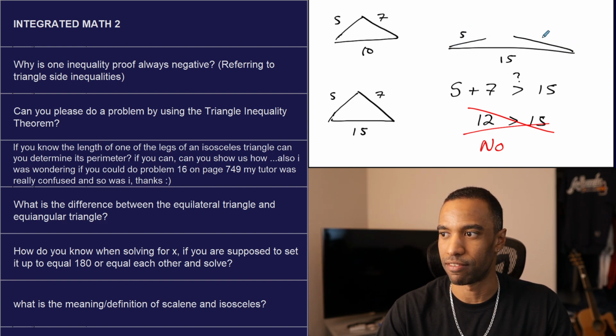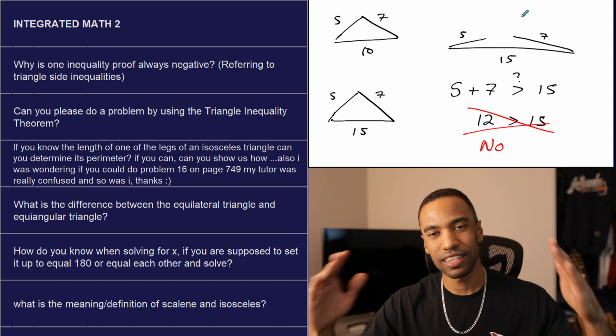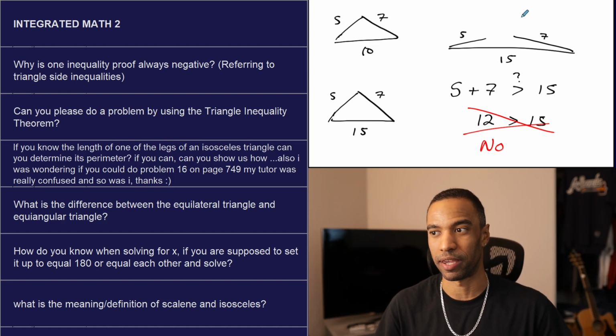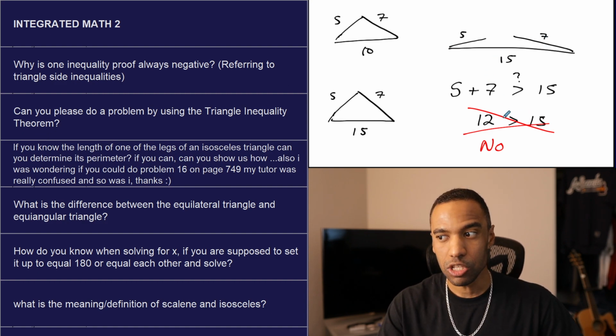And this is length 7, and not drawn to scale clearly, they just don't reach to connect. They're not close enough to connect to one another to make a triangle. And as you saw, it needs to be greater than 15.